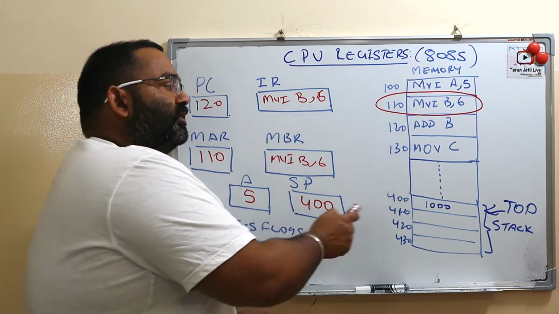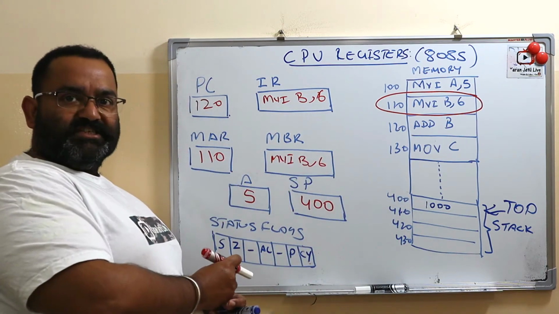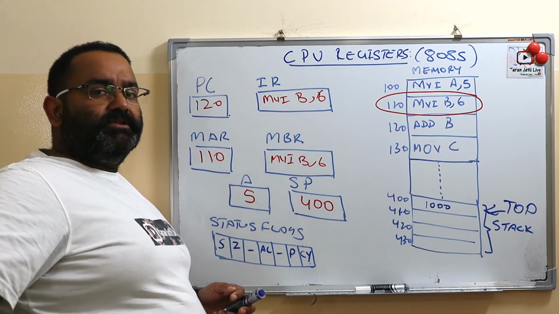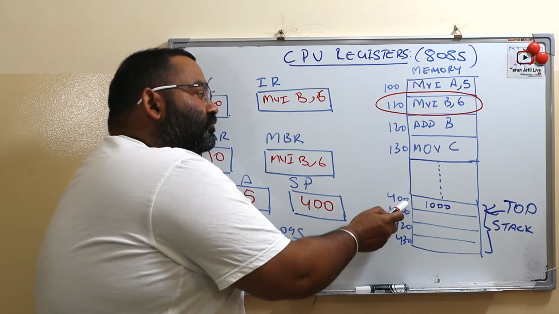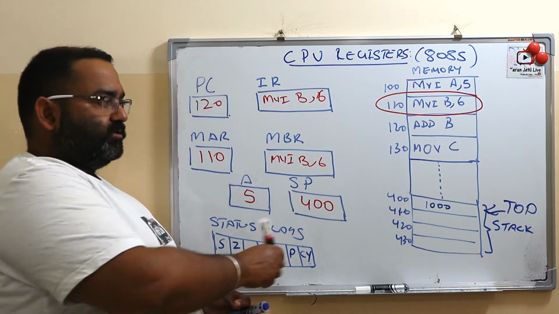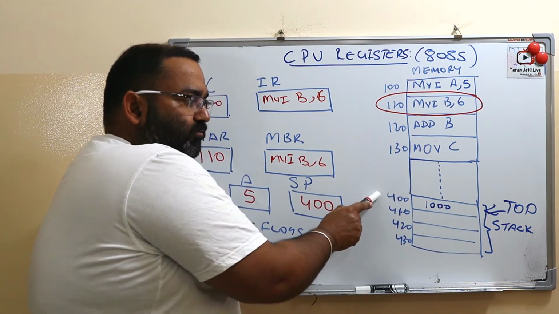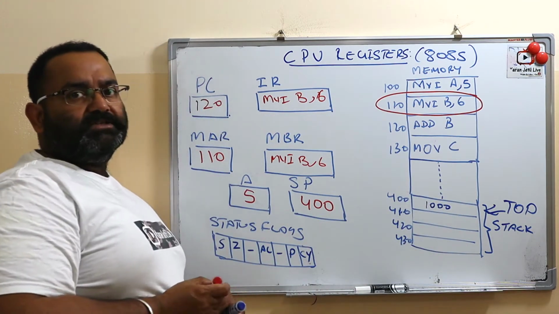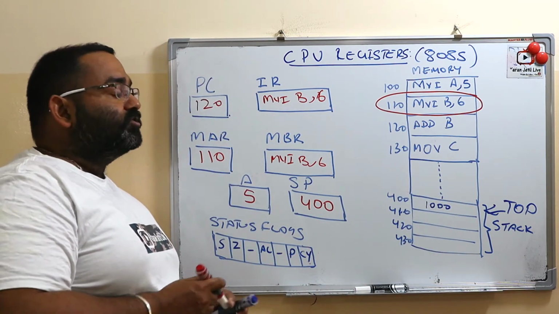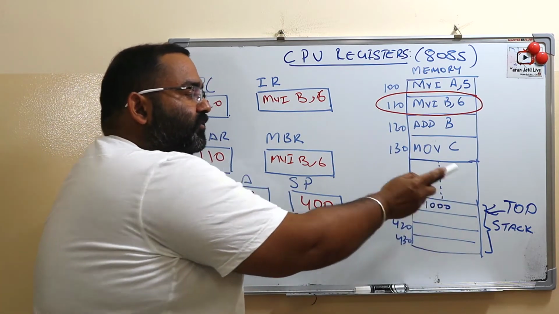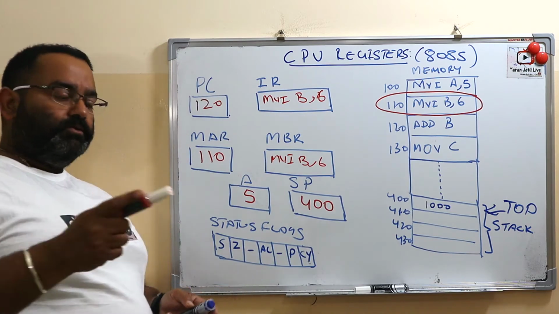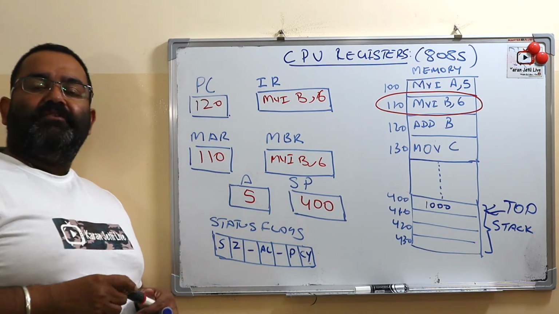The stack pointer points to the top of the stack. Wherever your CPU stack is stored in the memory, this will point to the top address of the stack. Now here my stack is stored at the 400 position and it grows downwards, and here is my top of the stack, and it is pointing to the top. Okay, now coming to the status flags.